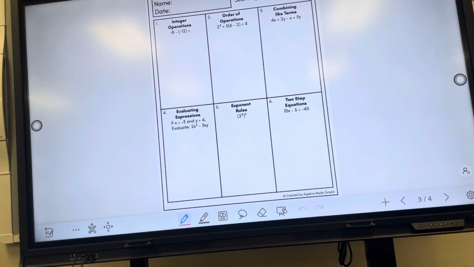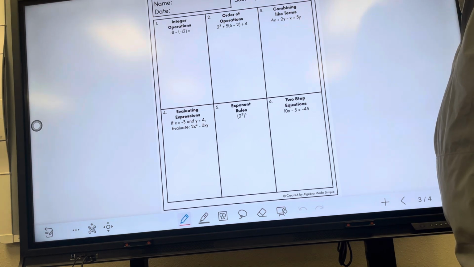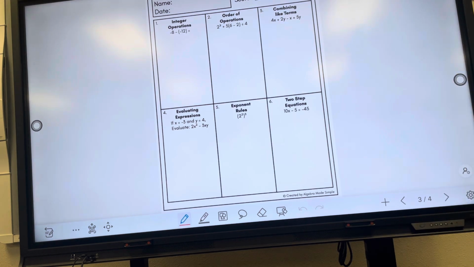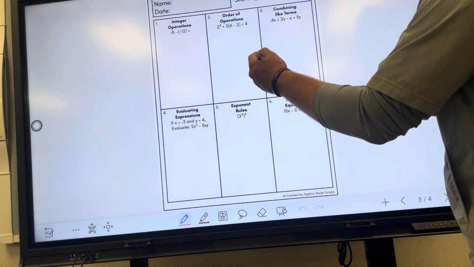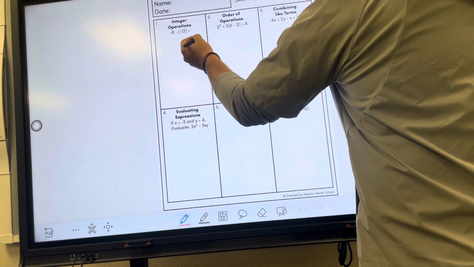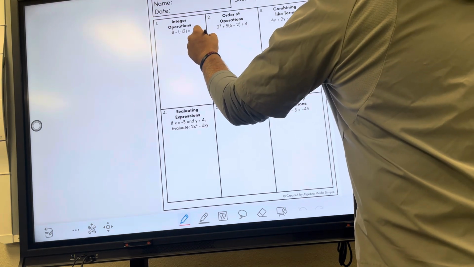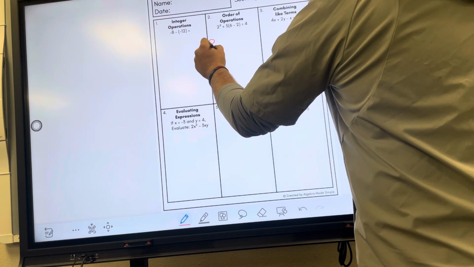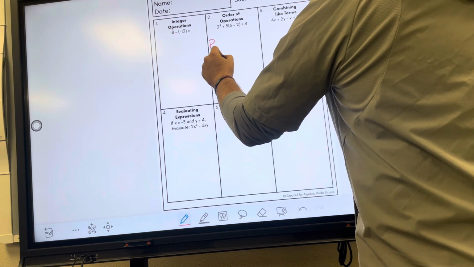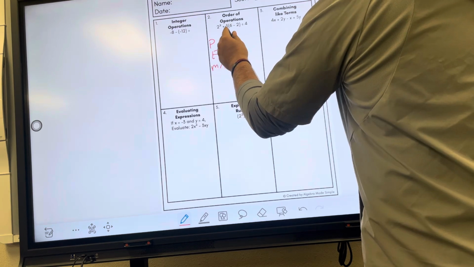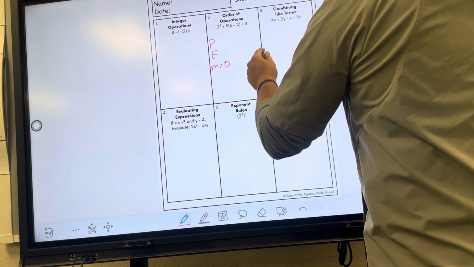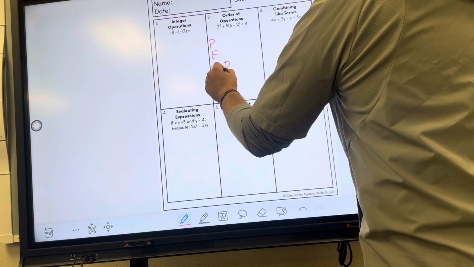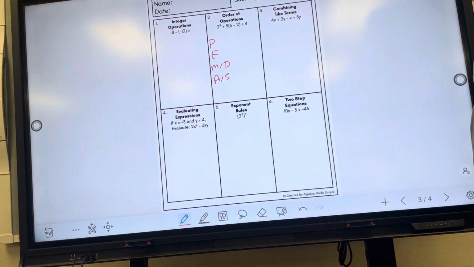Number 2, order of operations. So it's 2 to the 3rd plus 5, parentheses 6 minus 2, close parentheses, divided by 4. Now, I'll go ahead and write the little acronym down that you should already know. So if you know it, go ahead and write it down. It's parentheses, exponents, multiplication or division in order. And then you're going to come back and add or subtract in any order. So that's PEMDAS. So that's what number 2 is.